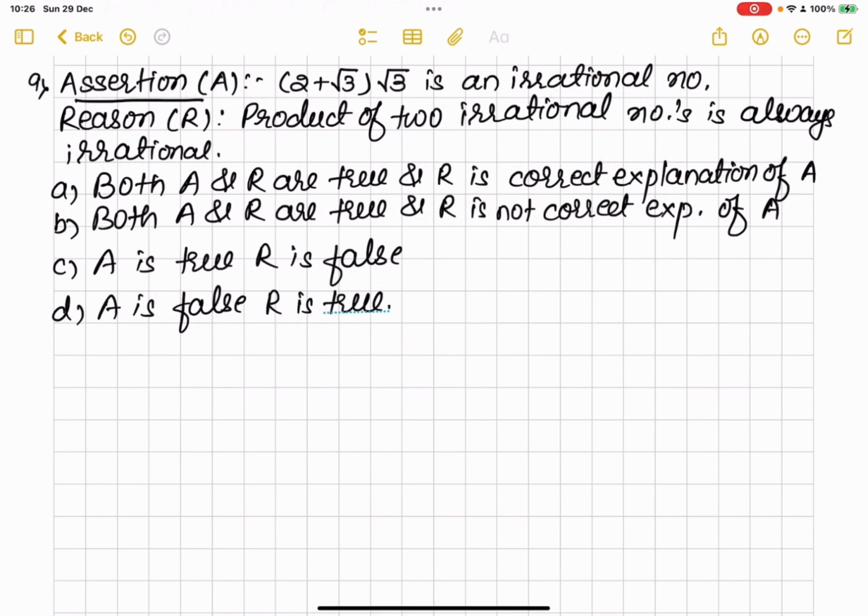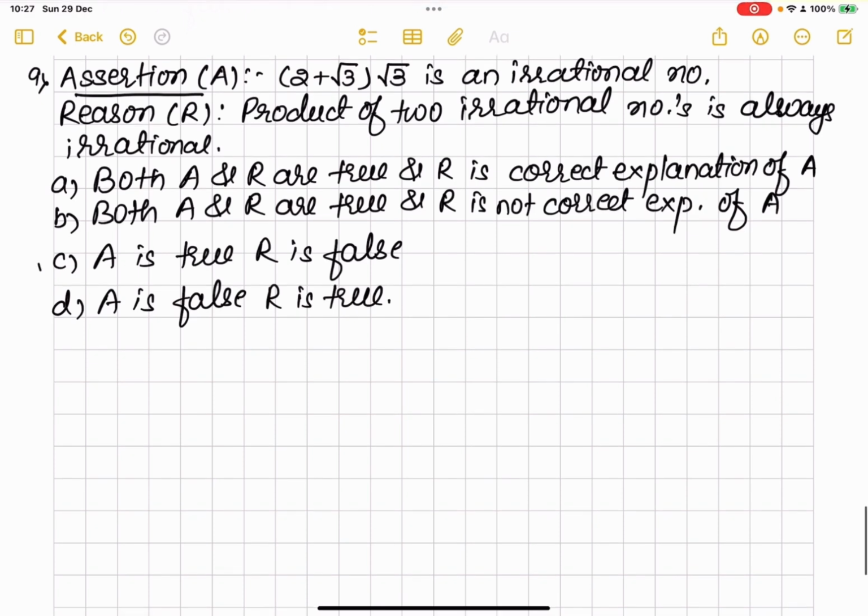Ninth one says assertion: 2 plus root 3, into root 3, is an irrational number. Reason: product of two irrational numbers is always irrational. So here I can't say that the product of irrational numbers will always be irrational, because root 3 into root 3 can be 3, but 2 into root 3 will always be 2 root 3. So here I can say option C is right, that is, assertion is true but reason is false.